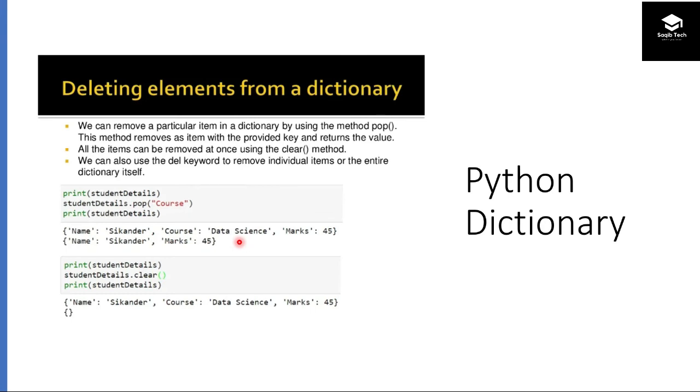And the other method is clear. What is the clear method? The clear method is a simple method to clear all the items from the dictionary. I repeat, all the items from the dictionary. If I am writing student_details.clear(), it will remove all the data from the dictionary and the dictionary will become empty. You can see if I'm writing student_data.clear() and then printing, first it has all the details, then it has nothing.